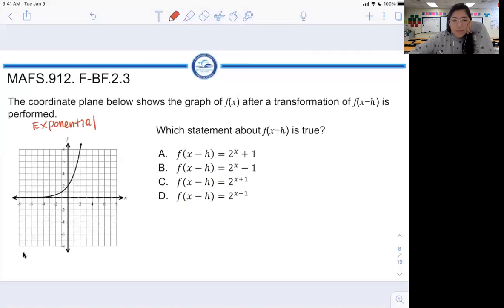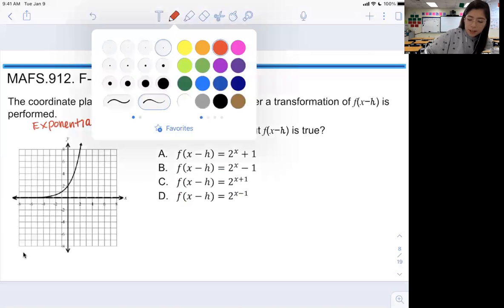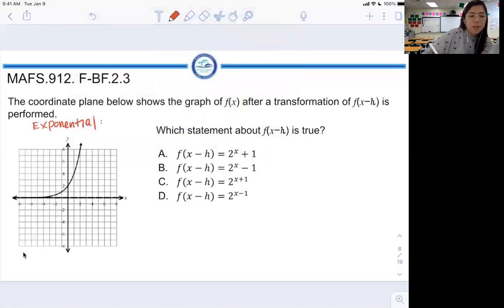So let's review exponential functions before I get into it. Exponential functions, what's the general rule for them? Y equals what?